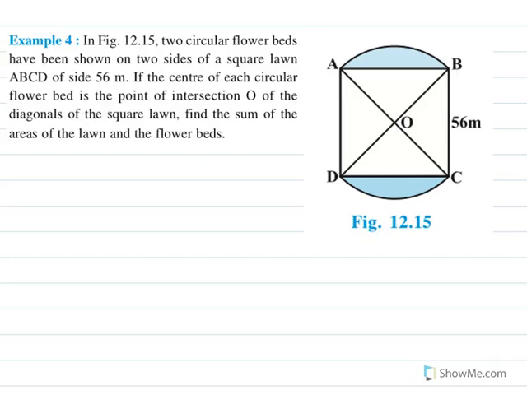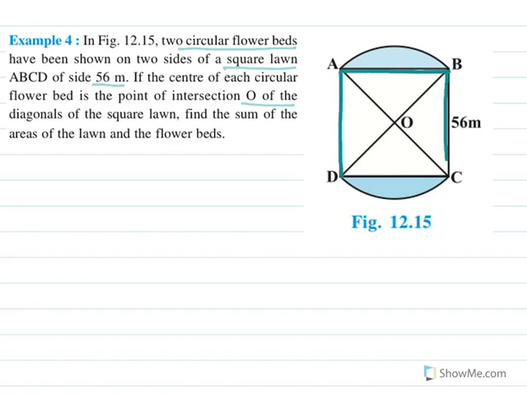Two circular flower beds have been shown on two sides of a square lawn ABCD of side 56. If the center of each circular flower bed is the point of intersection O of the diagonals of the square lawn, find the sum of the areas of the lawn and the flower beds. So in this figure, we have first a square.